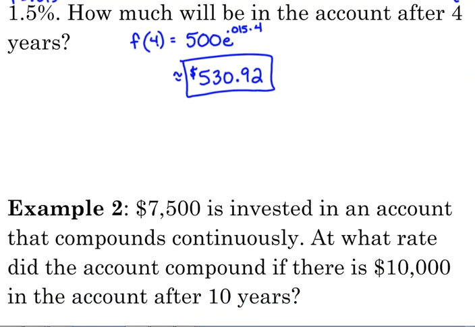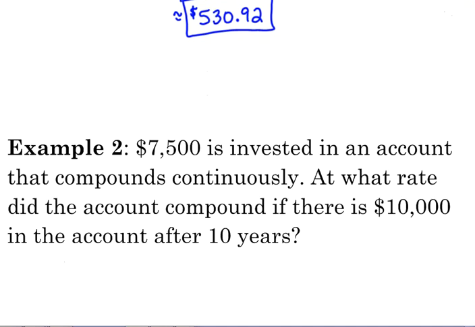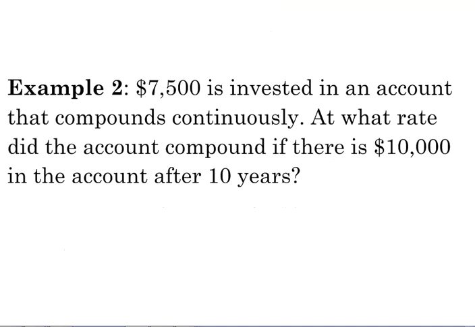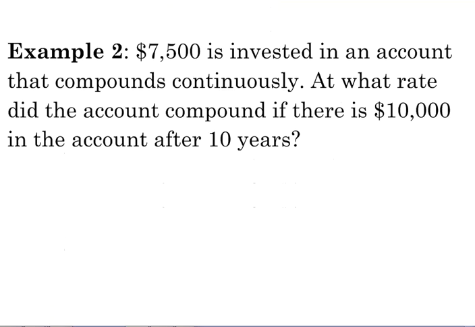Okay, let's look at another question similar to this. Any questions about that one? Good. Okay. Second example. $7,500 is invested in an account that compounds continuously. So again, here's our P. Compounded continuously means that we use PERT. That's usually what I call it. P e to the rt, PERT. Here's a shampoo called Pert, by the way.